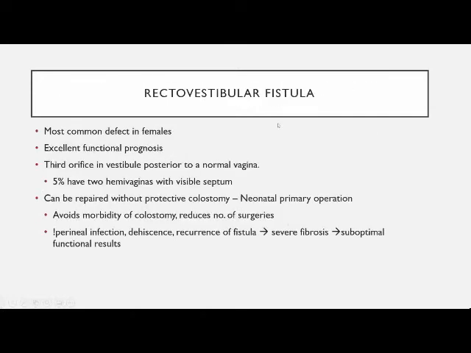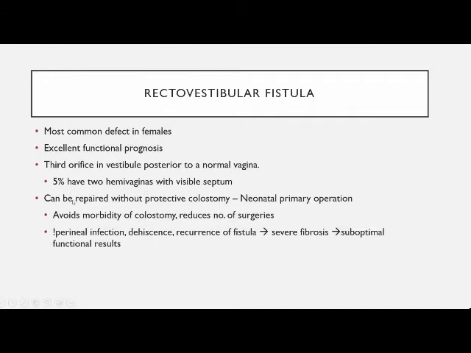Rectovestibular fistula forms the most common defect in females. It carries excellent functional prognosis. A third orifice is visualized in the vestibule posterior to the normal vagina. This is how we can make the diagnosis. And about 5% of them can have hemivaginas with a visible septum.